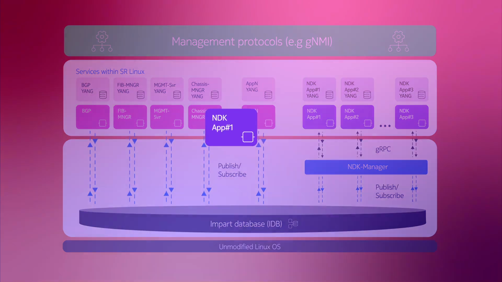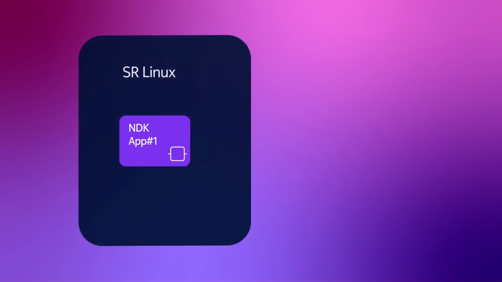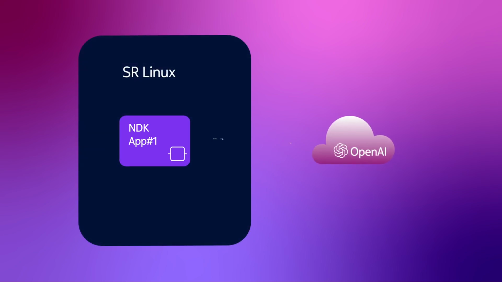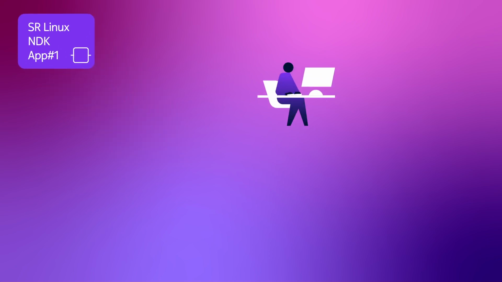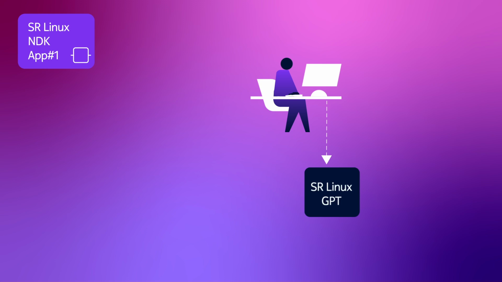One example that illustrates the power of the NDK is the ChatGPT application, which integrates the SR Linux to the ChatGPT large language model, enabling interactions with SR Linux using natural language. Using this application is very simple. Directly from the CLI prompt, instead of typing a command, the user can simply ask a question to the system in a natural language. Examples could include, check the health of my system, or tell me about a certain routing protocol, or please upgrade my system.